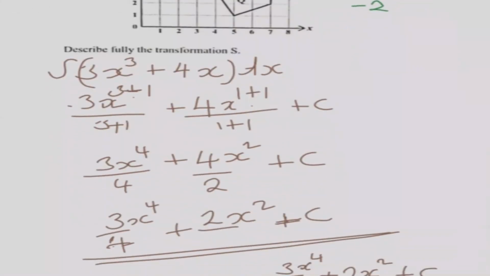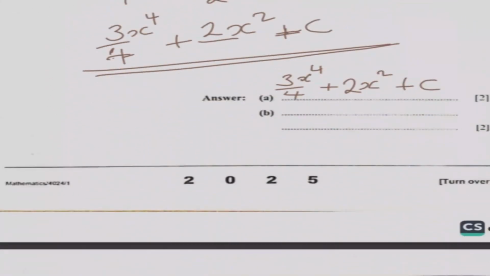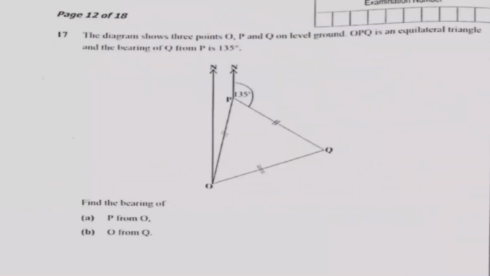So to describe fully the transformation, we can say that it is a translation by the vector 3 over -2. Okay, so that is translation, and the vector is 3 over -2. Unless there are questions. If there are no questions, basically that's how we go about this one.